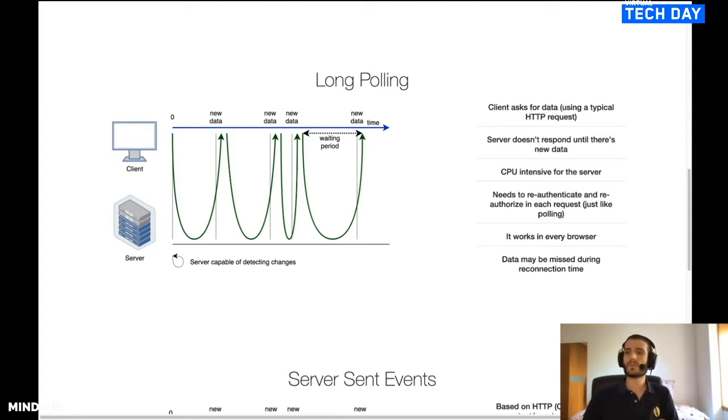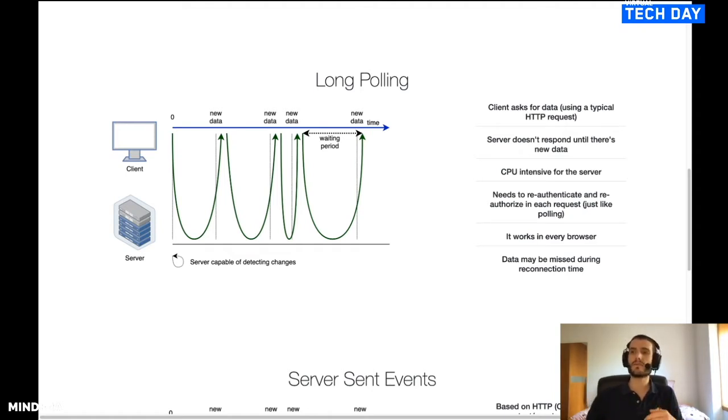A good thing about long polling is that it works in every browser, so it's just a typical HTTP request, but the trick is on the server, right? So it works in every browser, and as you can see as well from the diagram I created, there is some data that might be missed during your reconnection time, right? Let's say that in between you're getting data and you opening the next request. If the data changes there, probably the server won't notice that new data was generated for you, and you won't get that data point, so you need to wait for the next one.